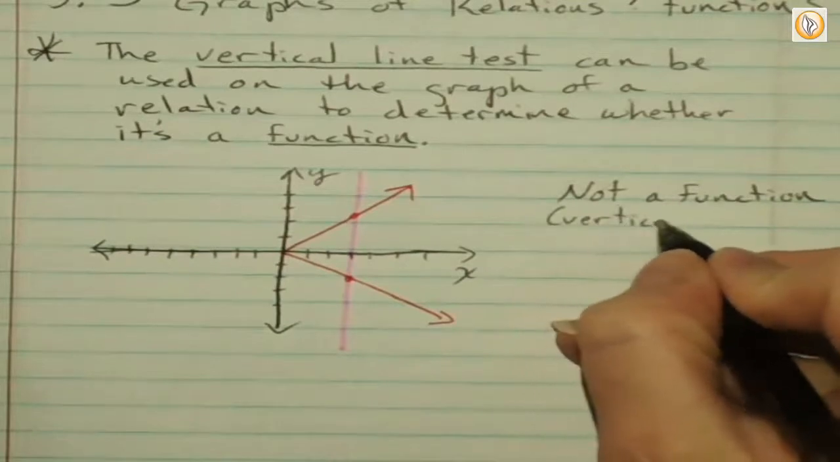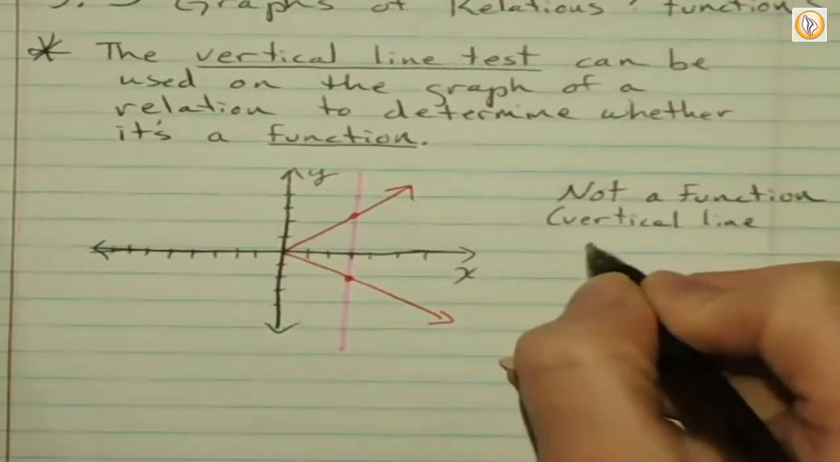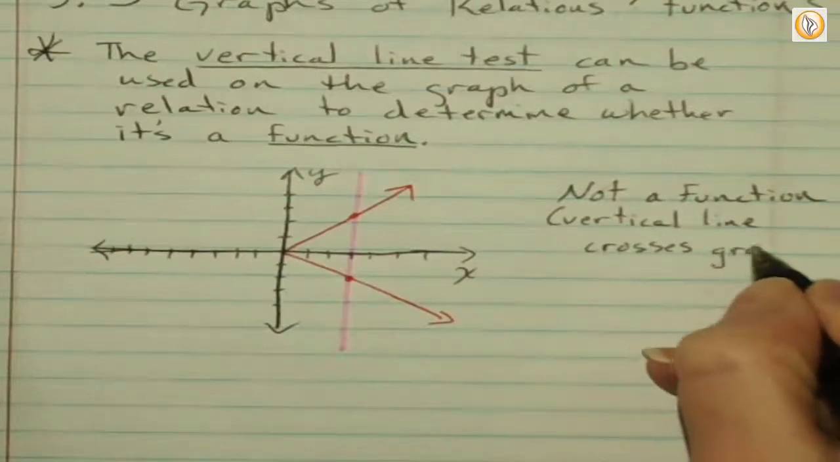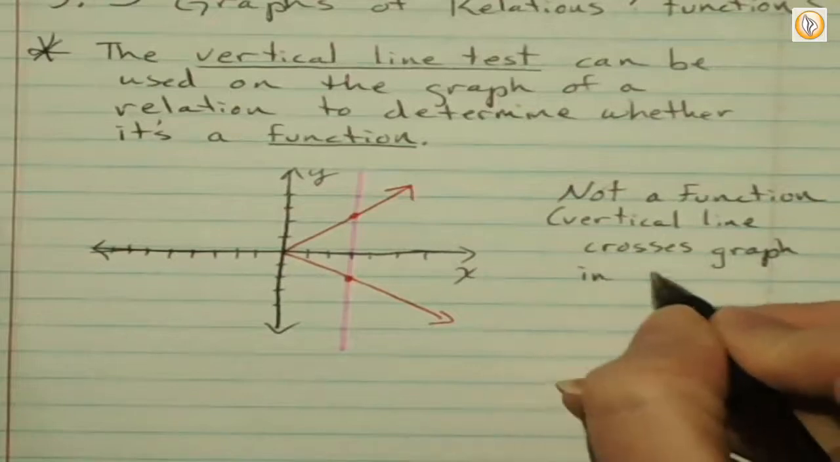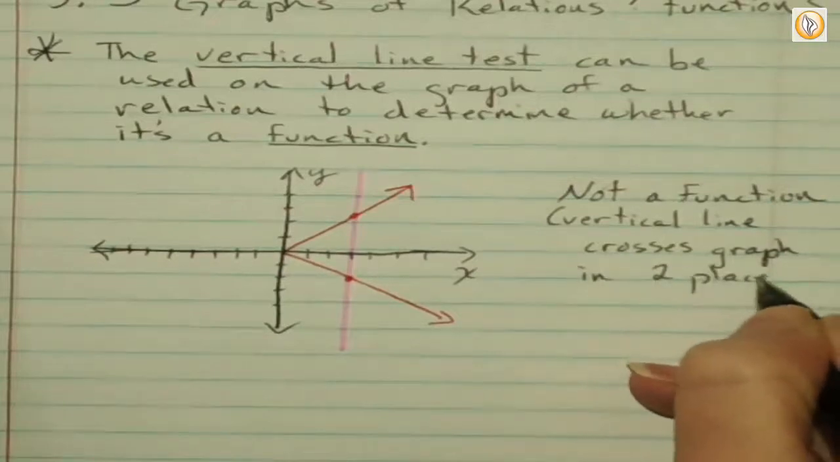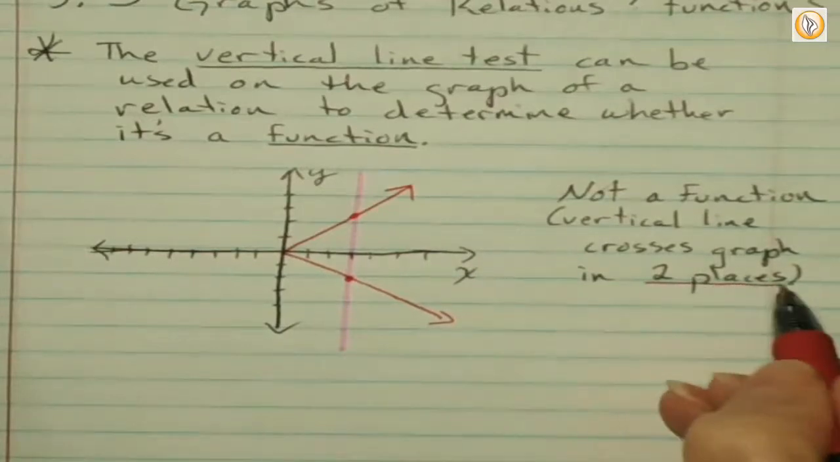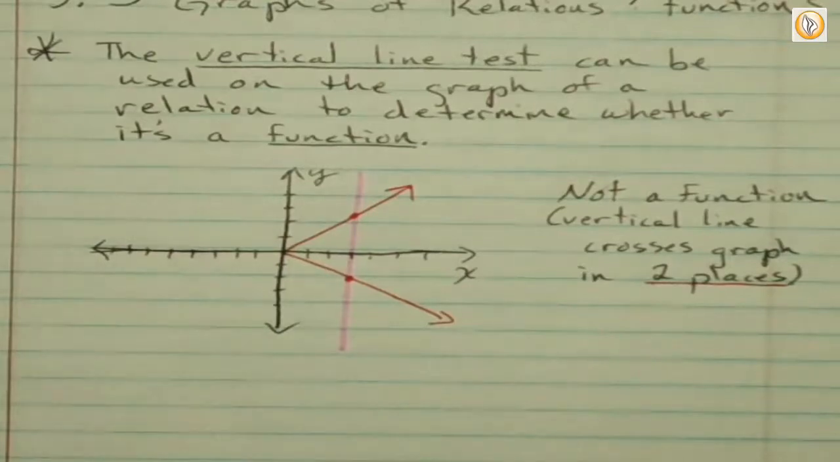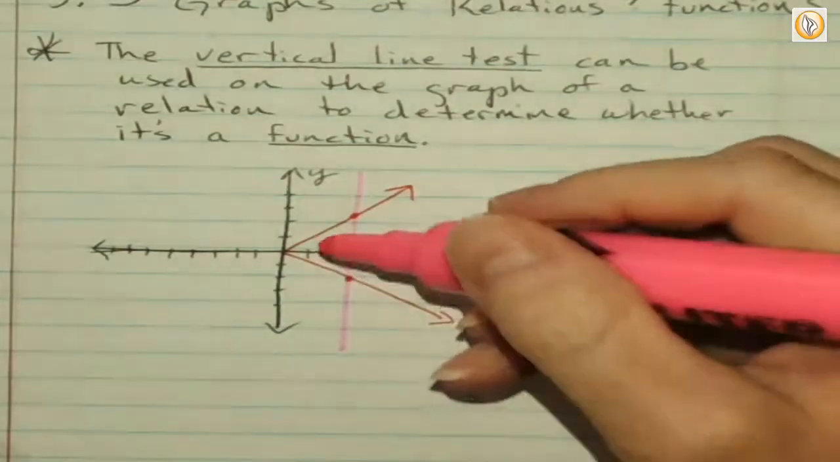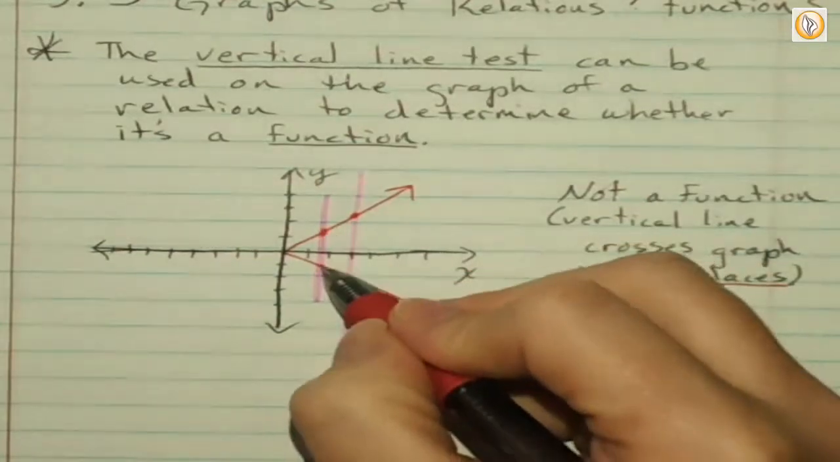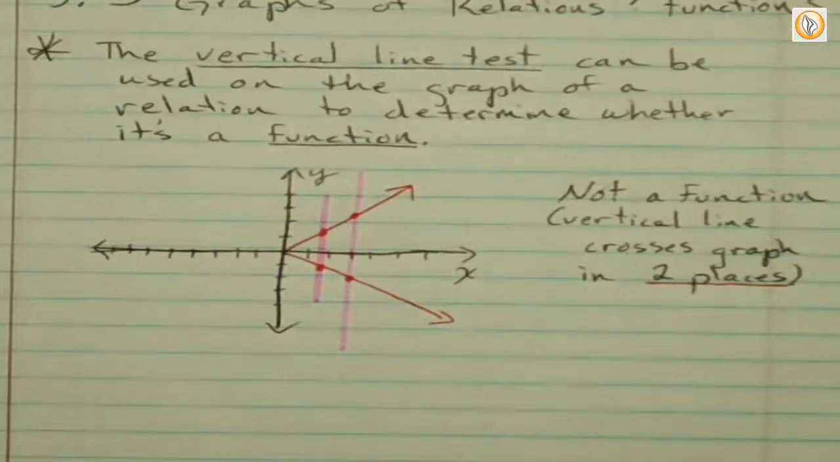Because the vertical line crosses the graph, not necessarily the Cartesian plane, but the graph in two places. Like I could take the same pink highlighter and look at this. I can draw it right here. Does it cross in two places? Yep, right here on the graph and right here. Don't tell me it crosses three places.